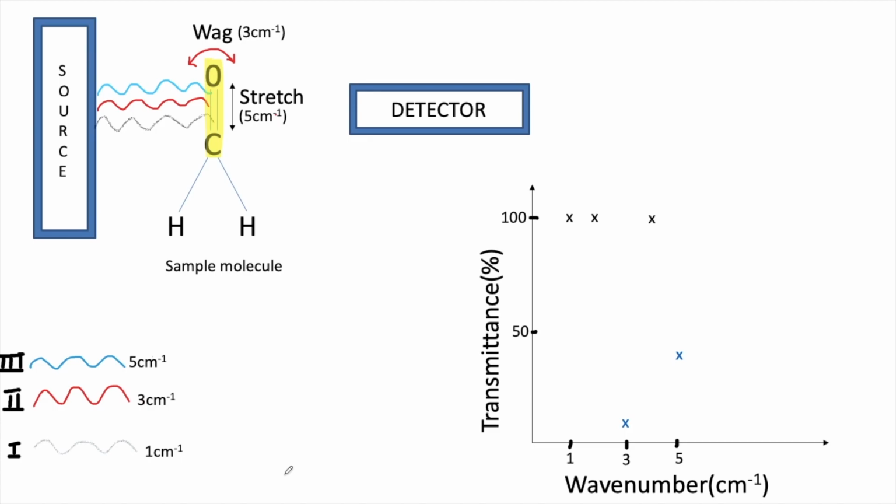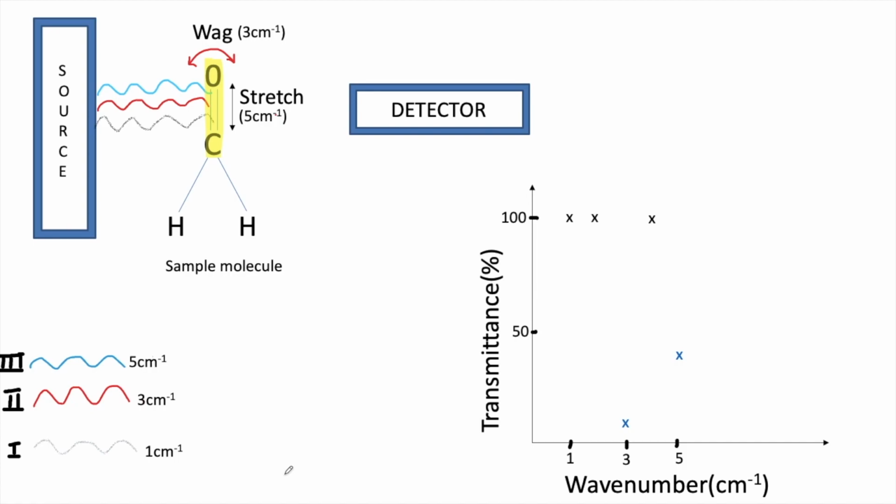Let me explain the principle of IR spectroscopy with a simple example. As you can see here, we have the source, or I can say the light source, which can emit IR radiations of varying wave numbers. Next to it, we have the sample molecule, which is formaldehyde, and formaldehyde contains a carbonyl group, which I have highlighted here, and it's shown by carbon doubly bonded to oxygen.